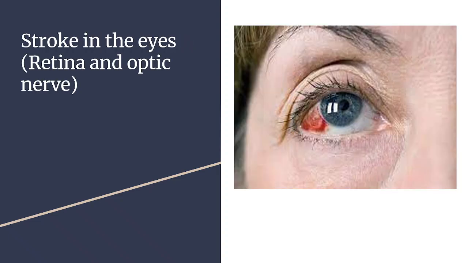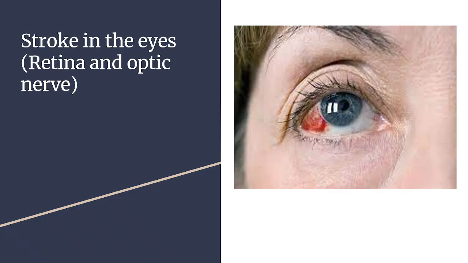Stroke in the eyes. This is known as retinal artery or vein occlusion, and it occurs when blood flow into the retina is blocked, causing sudden vision loss in one eye. This blockage is often due to a blood clot or narrowed blood vessels, similar to a stroke in the brain, but specifically affecting the eye. Symptoms include sudden vision loss, blurry vision, or blind spots, and it's considered a medical emergency.